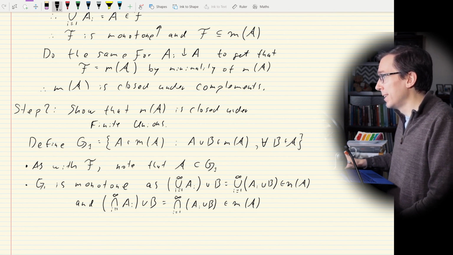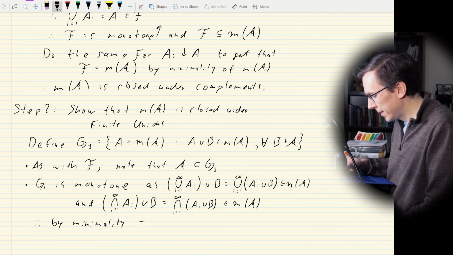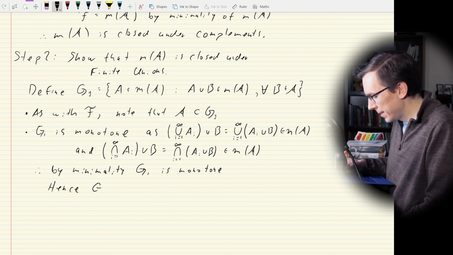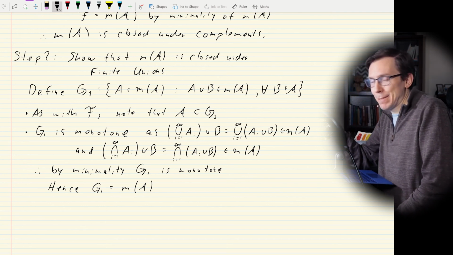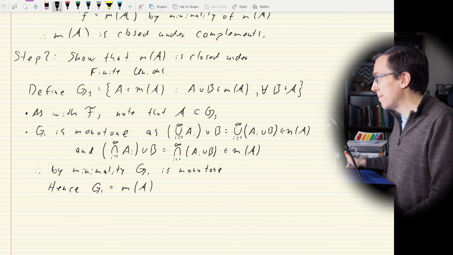Therefore, G1 is monotone. Therefore, by minimality, our G1 is monotone, and hence, as before, G1 is equal to M_A. Right? It has to be contained within M_A, but M_A is also the minimal monotone class, so it has to be the entire thing. Again, this argument is really based around the minimality of M_A.